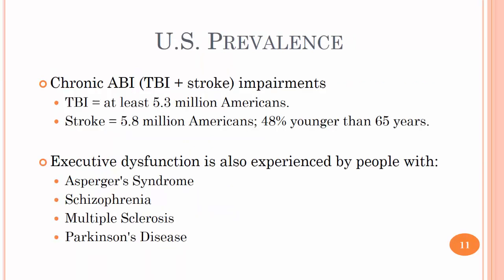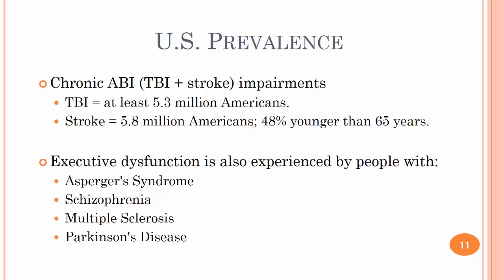If we take a look at the prevalence of these problems in the United States, there are at least 5.3 million Americans living with TBI, and about 5.8 million Americans who've had a stroke. 48% of these are younger than 65 years of age and therefore likely to be accessible to the labor market.